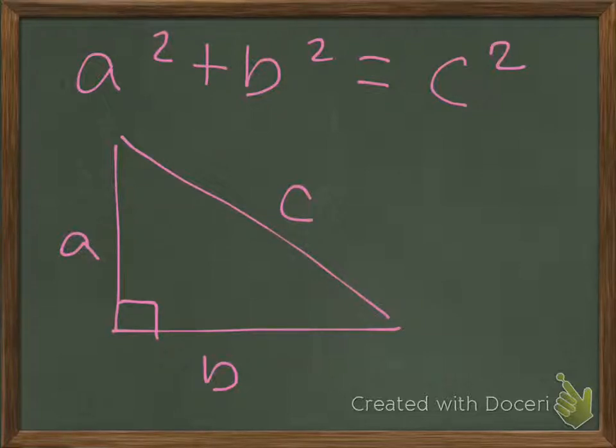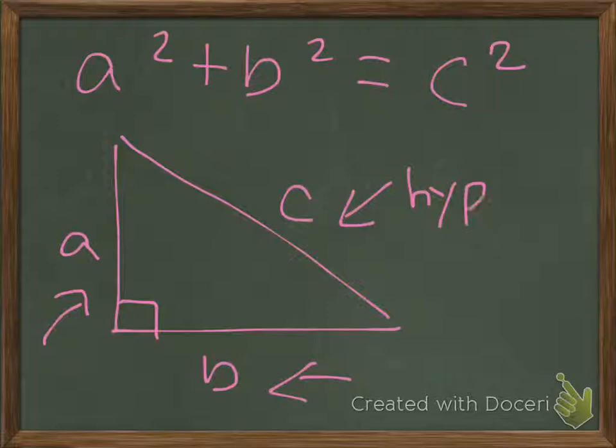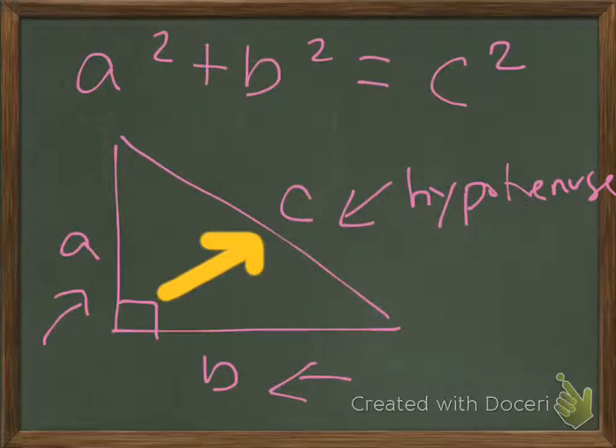The legs are going to be the A's and the B's, and the C is called the hypotenuse. A lot of people ask, how do you know which one is which, depending on how the triangle is written? You would know because the C, or the hypotenuse, is always across from the right angle. It's also considered your longest side.